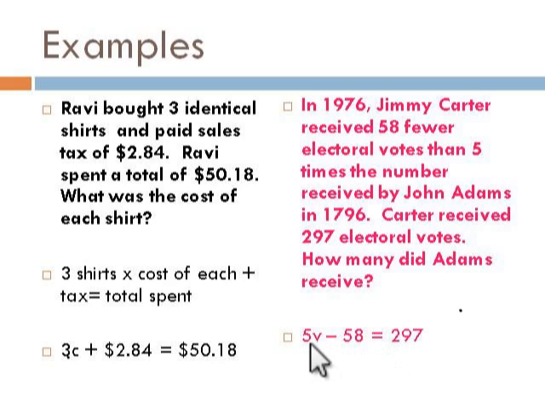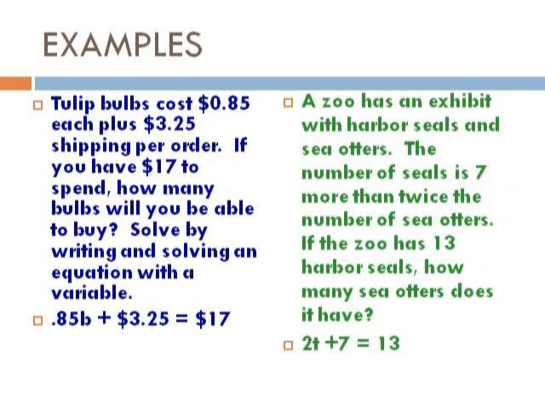Remember, we look at what operations we have, multiplying, subtracting. So we are going to do the opposite. We're going to add and divide. And we're going to do it in that order. So again, I'd like you to solve this equation and be ready to tell me how many votes John Adams received.